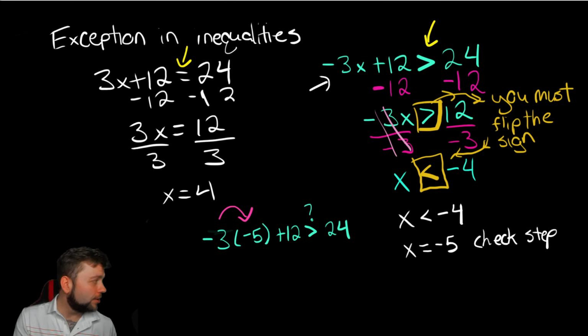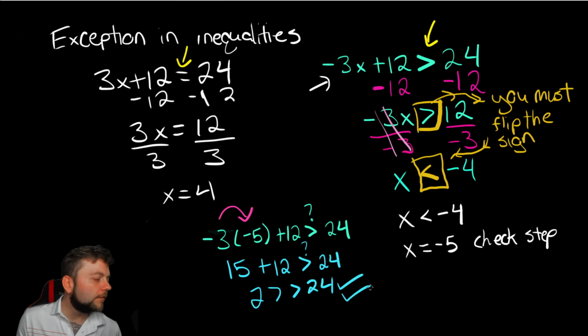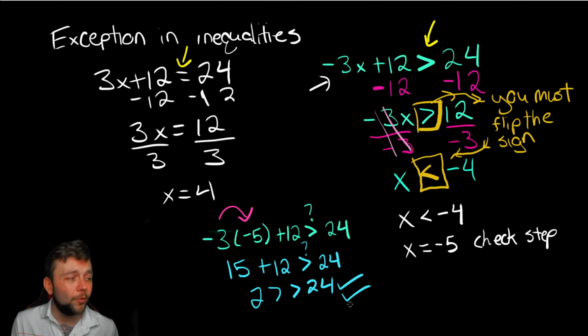Well, what happens when you multiply the negative 3 times the negative 5? The sign changes, and we're left with a positive 15 plus 12. And is that greater than 24? So what is 15 plus 12? It is 27. And it is greater than 24. So we are good. We have successfully completed the inequality.